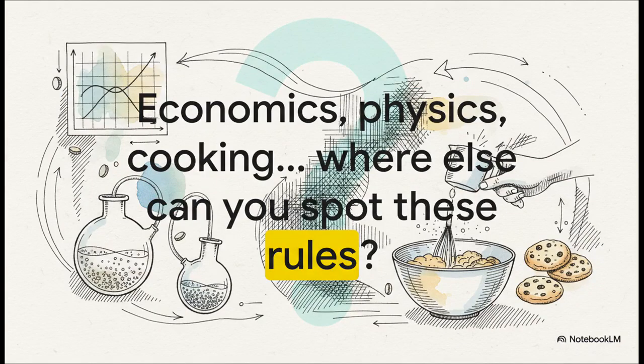So, I'll leave you with a challenge. Once you start looking for direct and inverse variation, I promise you'll see them everywhere. In economics, in physics, even in your own kitchen when you're doubling a recipe. Where will you spot these hidden rules at play next?